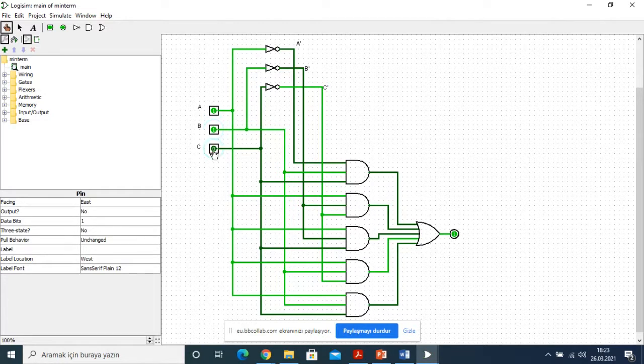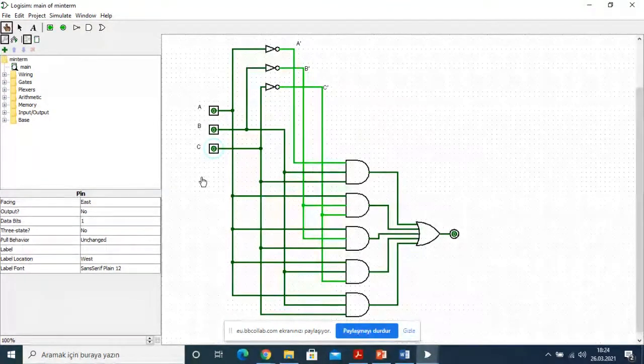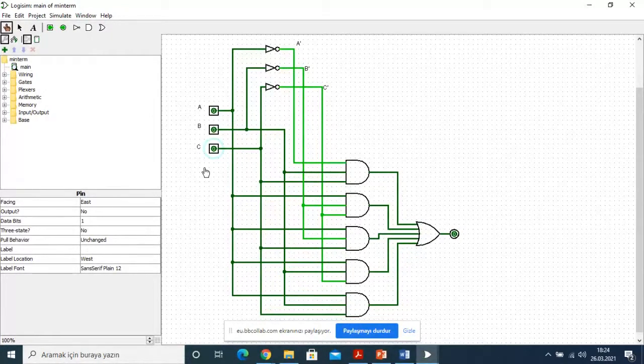1, 1, 0 means 1. You can see the one with the green interconnection. And there is also 0, 1, 1, it means 1. And it means 0. It means also 0. You can show the truth table from this program. Please just work with this program and it will make you learn much more easily.